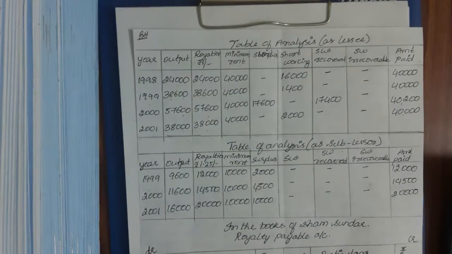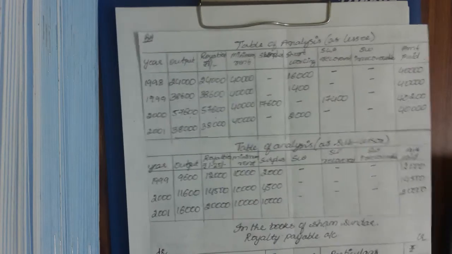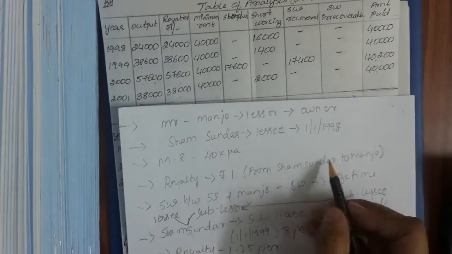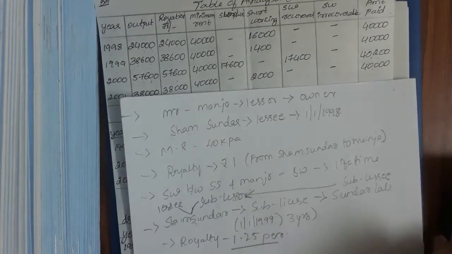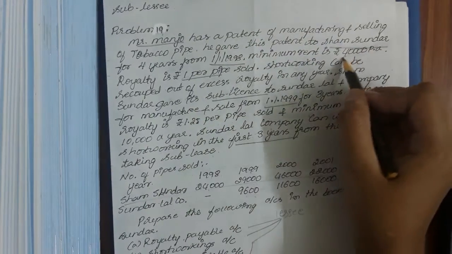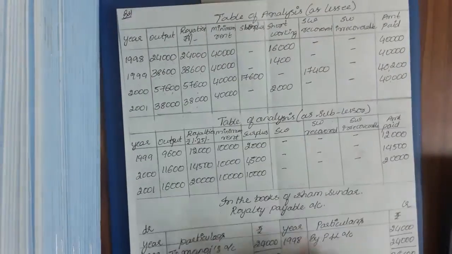Now the minimum rent between Shyam Sundar and Manoj. What is the minimum rent between Shyam Sundar and Manoj? Wait, I'll show you. It is not written here, but you can see. Minimum rent between Shyam Sundar and Manoj is 40,000. That is 40,000 per annum, that is 40,000 minimum rent.